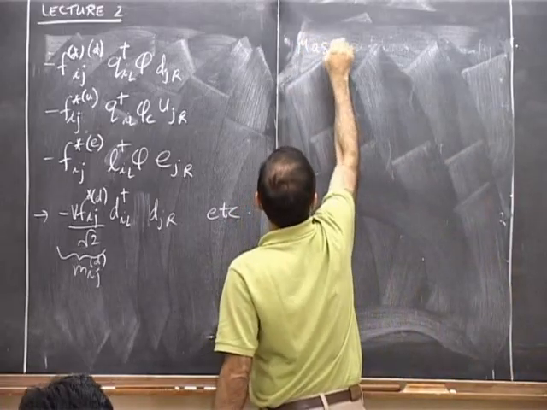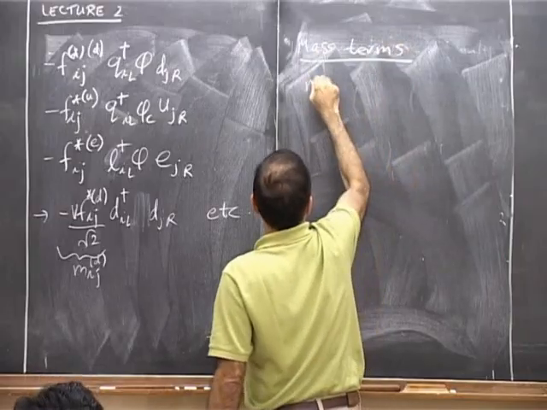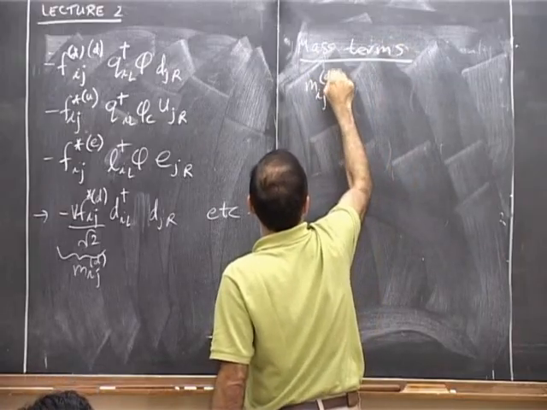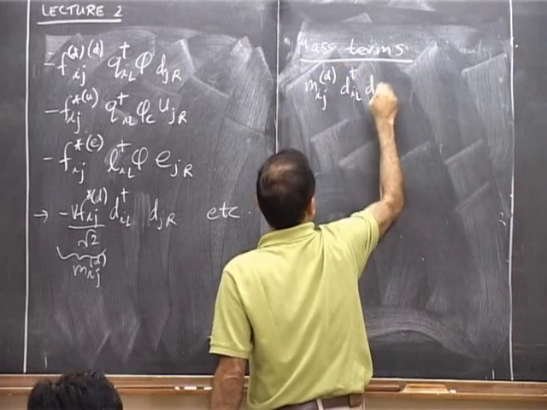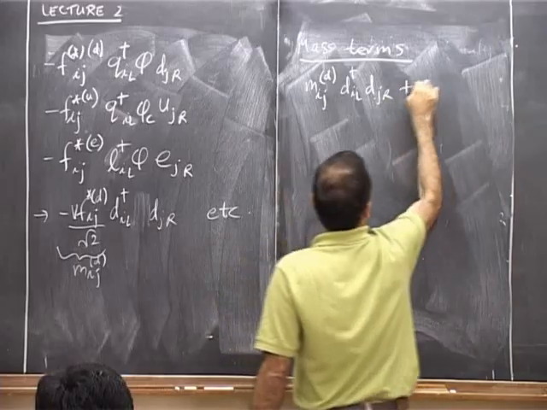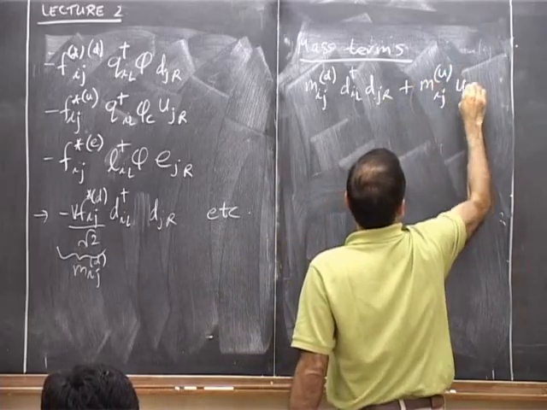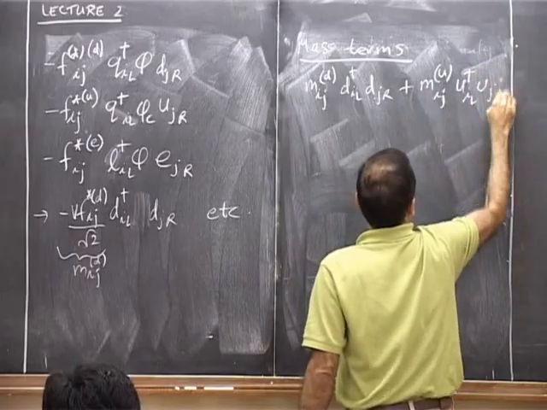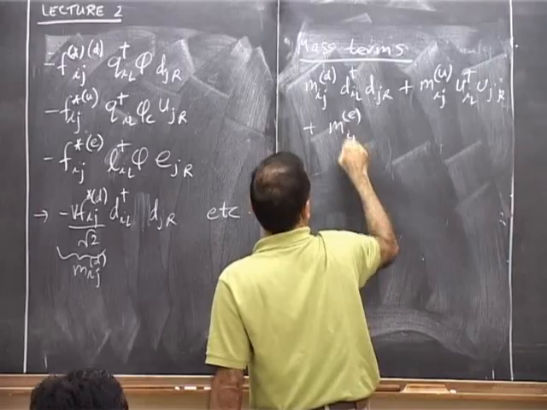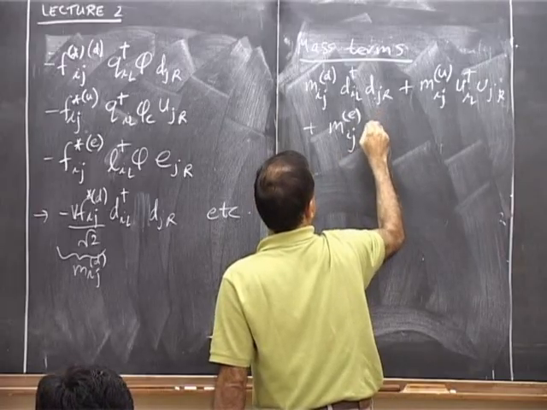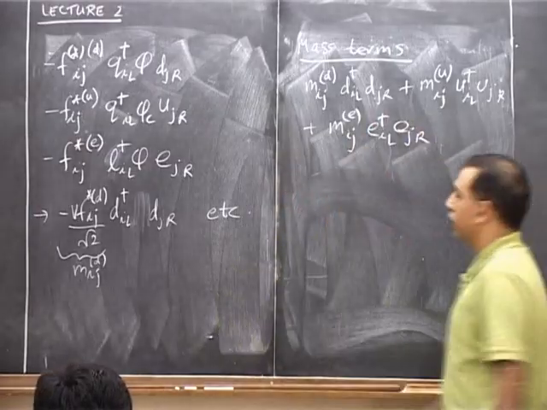So the mass terms at the end of this across generations are Mij of D, D dagger I left, D J right, plus Mij, just blindly repeat this thing, U type, U I left, U J right. And that's it.